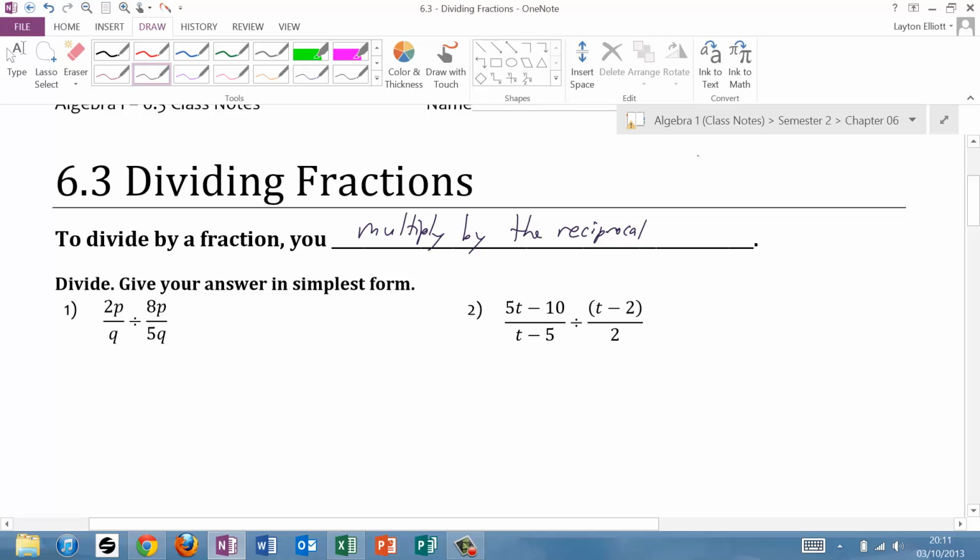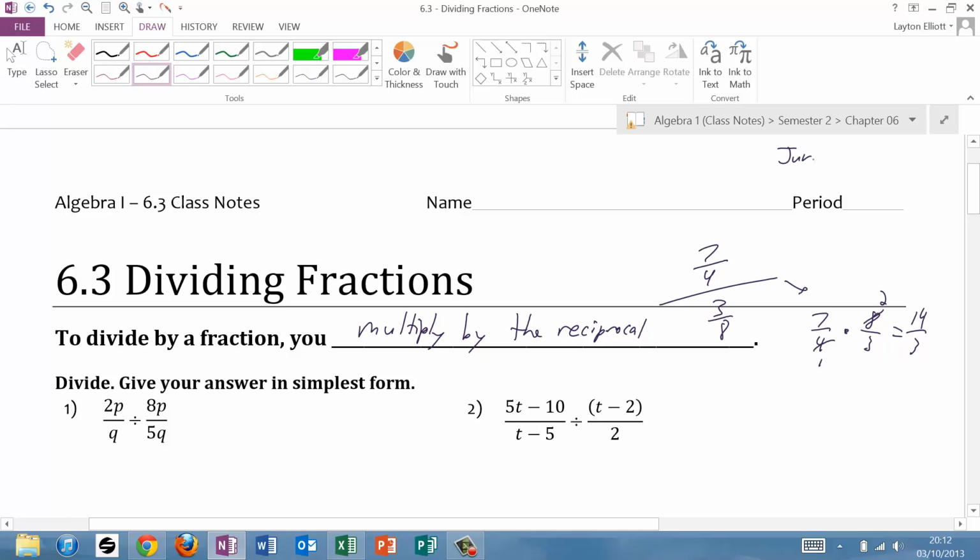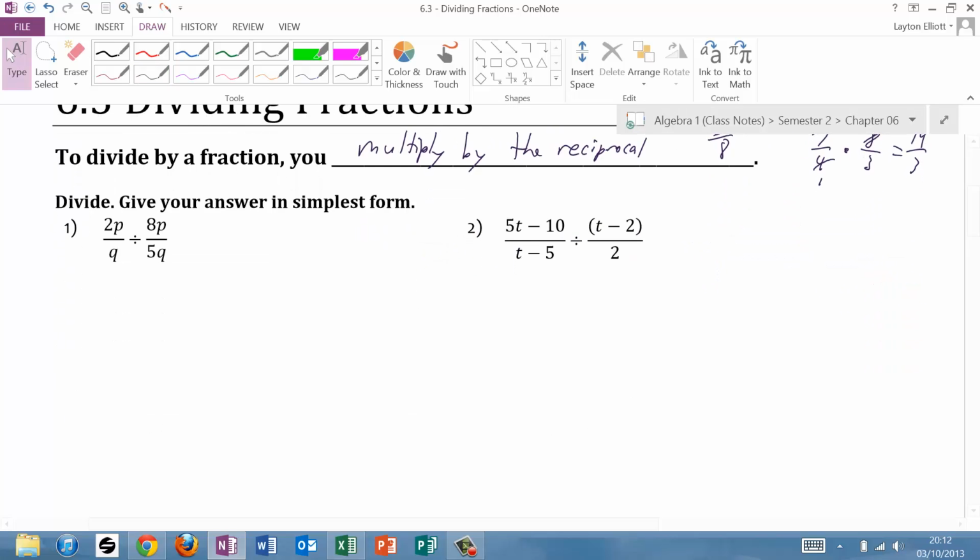So in essence, we've done this when we do 7/4 divided by 3/8. I can actually take that and change that to be 7/4 times 8/3 and multiply that through, canceling the 4 and the 8 to give us 14/3. If you're at this point, I want you at the top of your page to write junior. You'll see why later. Just write junior. Okay.